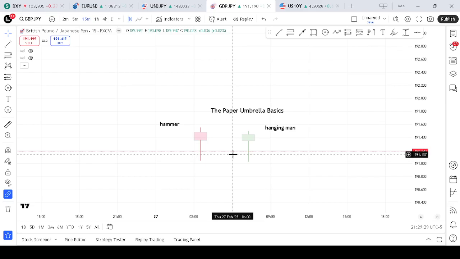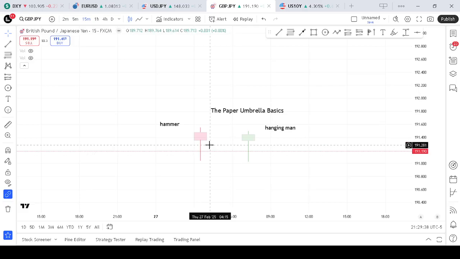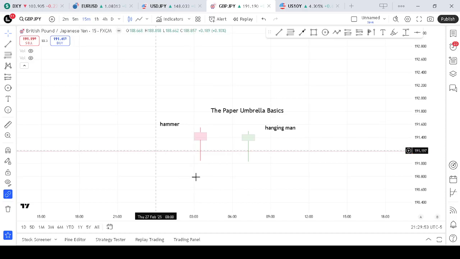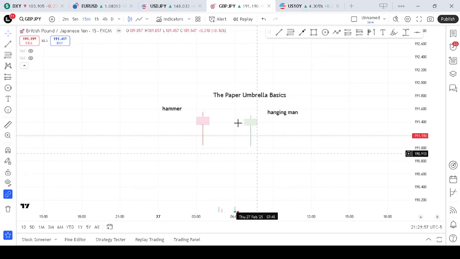When identifying a paper umbrella, focus on these key components. 1. A small real body at the top of the candle, 2. a long lower shadow at least double the size of the body, and 3. the candle color which can reinforce the signal. So this is exactly what we are talking about in the paper umbrella basics.